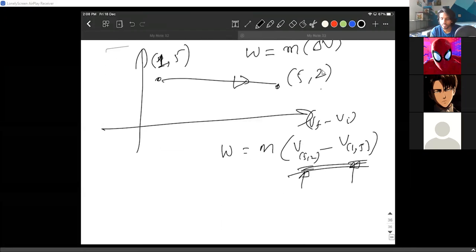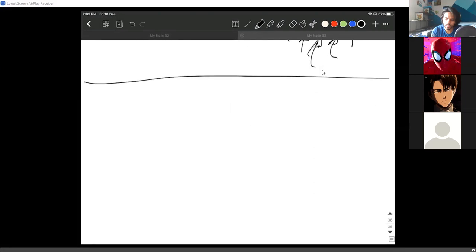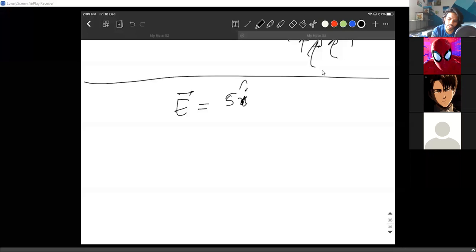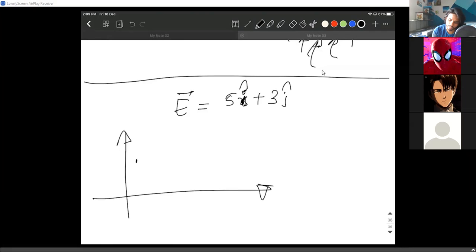Oh, I thought that is a different question. No, I'm talking about the same question. Okay. So why don't you guys do it? I'll just give you a different value. E equals 5x i cap plus 3j cap. This is the gravitational field value. And now find the work done in moving a particle from 1 comma 3 to 5 comma 4.